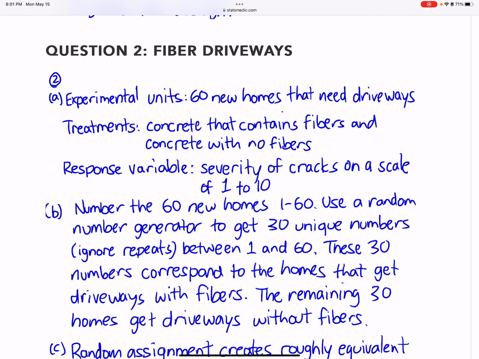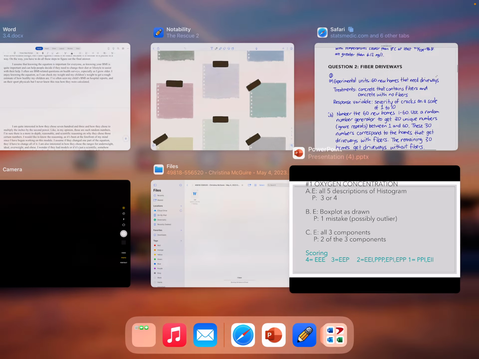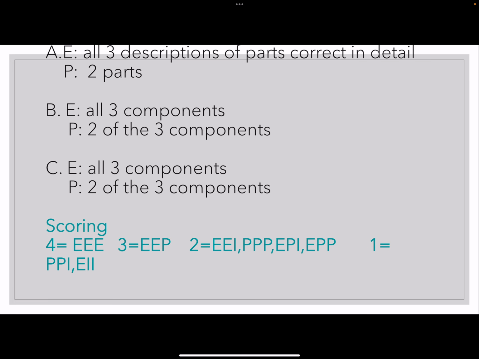And response variable: severity of the cracks on a scale. If you didn't put 1 to 10, I think that would be fine in order to get the point for the response variable, but you do need to mention that it is on a scale. As far as scoring part A, all 3 descriptions of the 3 things that we just talked about, the experimental units, treatments, and response variable, need to be correct in detail to get the E. If you got 2 of those correct, I believe that would be a P.